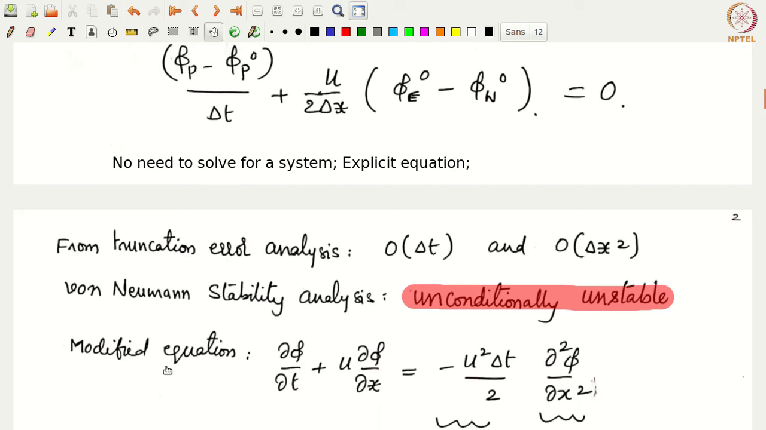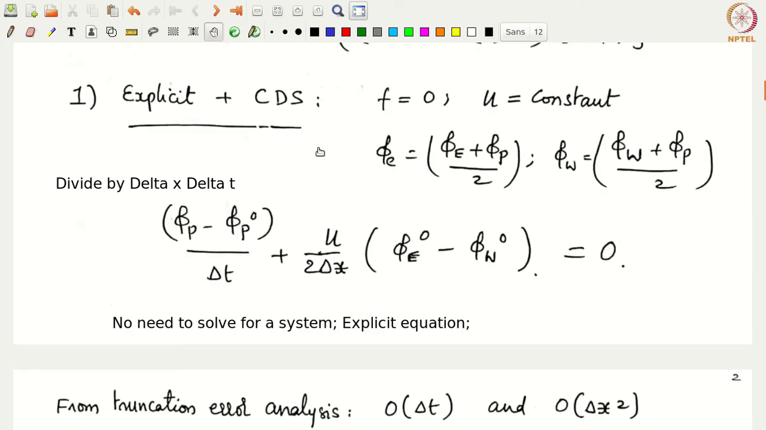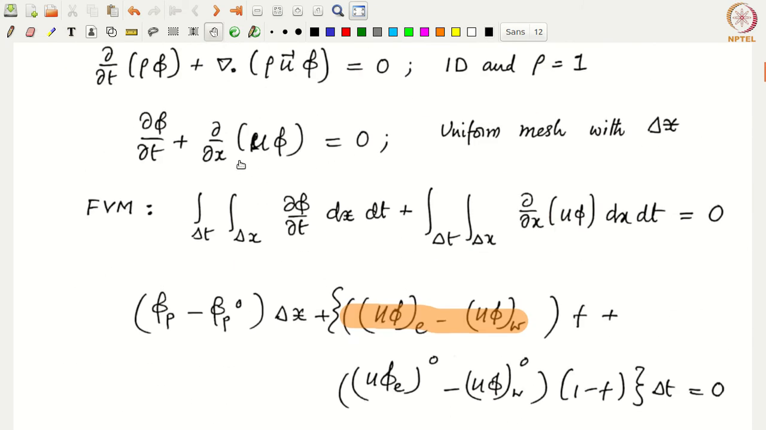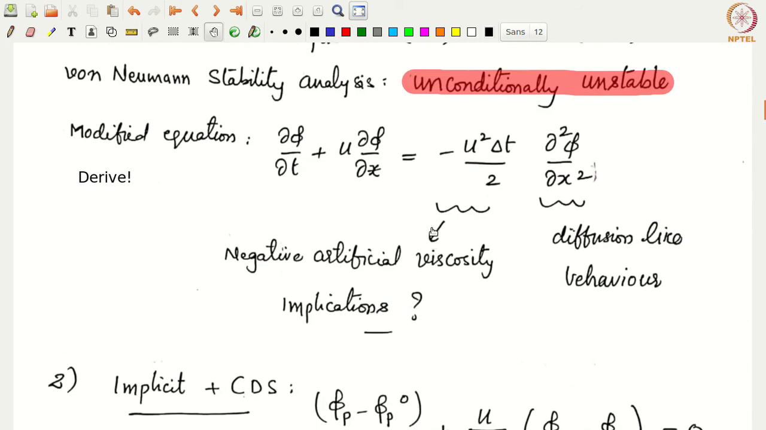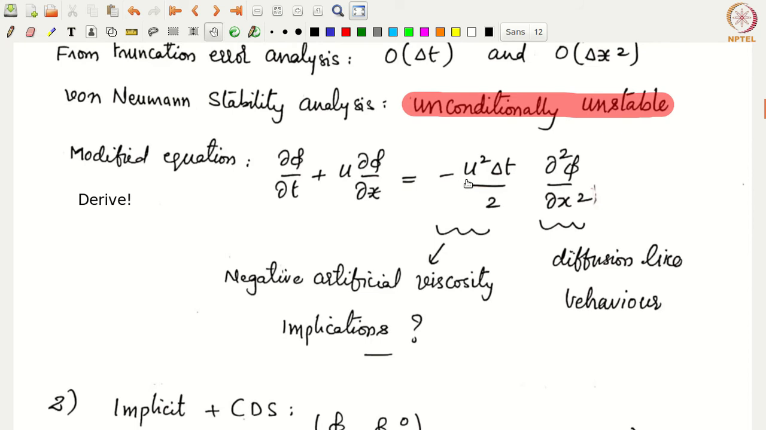Alright, if you look at the modified equation, which you have to derive, which I have not done, you need to derive it. What you see is that the modified equation for this particular scheme reads as partial phi partial t plus u dou phi dou x. This is basically the same as the original equation that we started off with, assuming u equal to constant. On the right hand side, you see minus u square delta t by 2 dou square phi by dou x square. So the term on the right hand side has a second derivative.